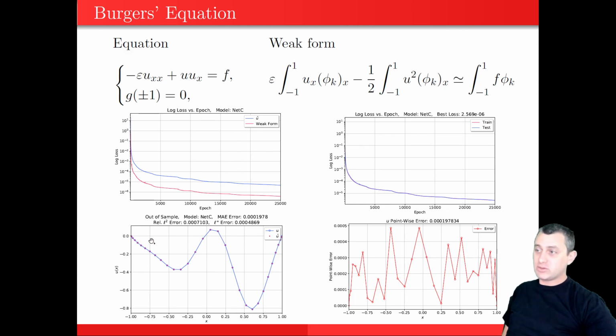after 25,000 epochs, we obtain a mean absolute error of 10 to the negative 4th, a relative L2 error of 10 to the negative 4th, and an L infinity error of 10 to the negative 4th, which is quite nice. We believe that if given more time, more epochs, then this model would improve to be on the order of 10 to the negative 5th or 10 to the negative 6th with respect to the relative L2 error.